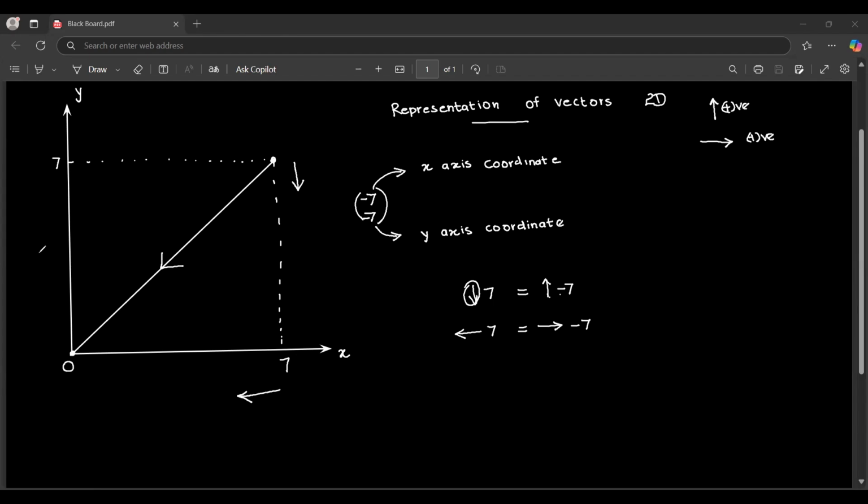Let's do some examples to get a clear understanding of this idea. Let's say the vector looks like this, and in the x-axis it is moving 5 units. This is the 5 units in the x-axis. How can we write it in numerical form? Well, it's easy. Think about what we learned.